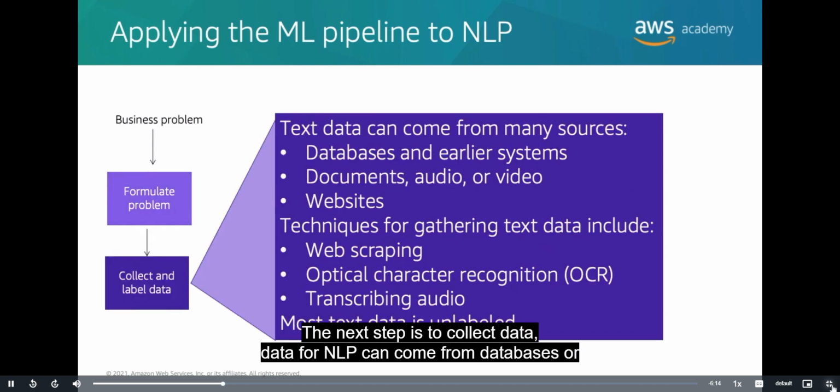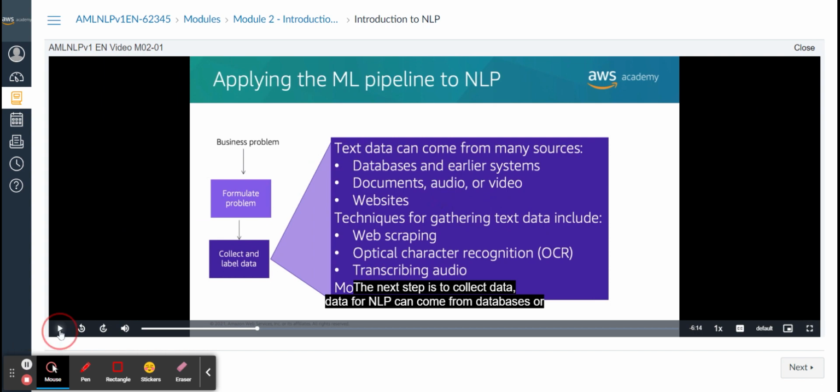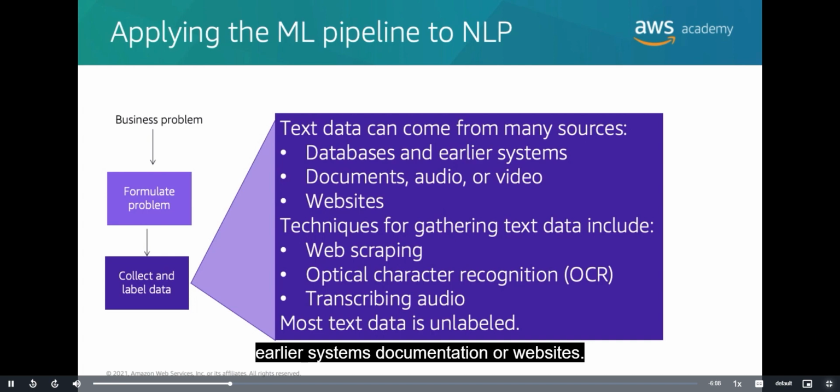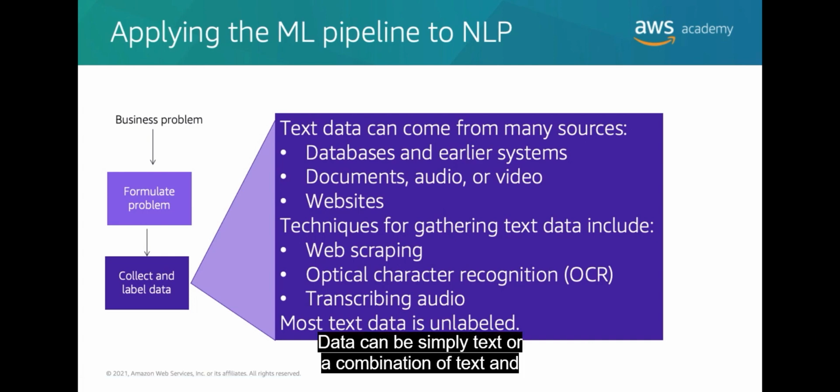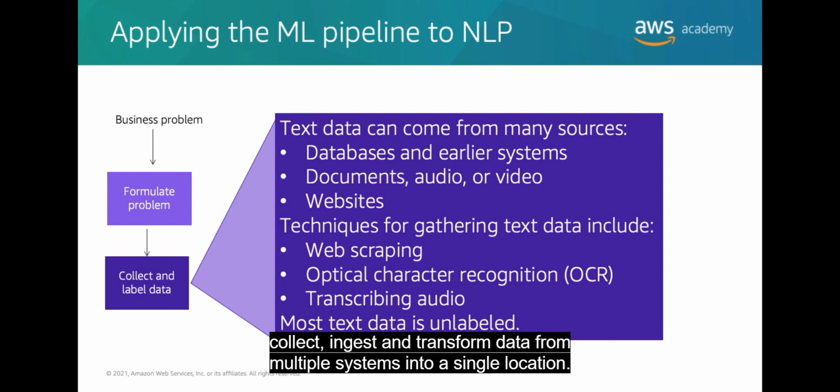The next step is to collect data. Data for NLP can come from databases or earlier systems, documentation, or websites. Data can be simply text or a combination of text and other data types. Collecting NLP data from databases or earlier systems isn't any different than collecting regular data. You can collect, ingest, and transform data from multiple systems into a single location using AWS services like AWS Glue. You can also use techniques for extracting, transforming, and loading data, which is known as ETL.